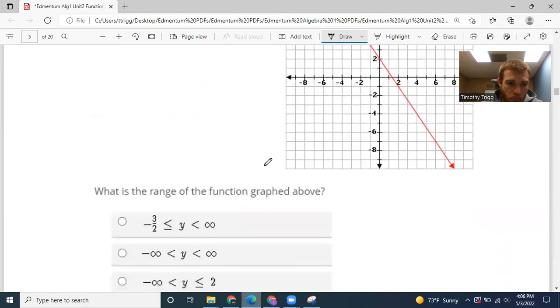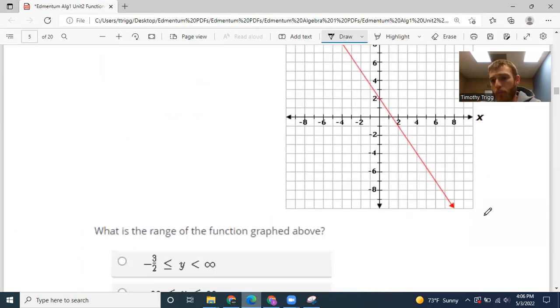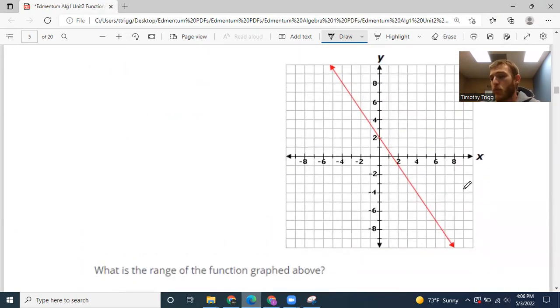All right. What is the range of this one? Okay, so this one's a little bit different because this one's not a line segment. This one's a line. Notice it has arrowheads at each end, right? It has an arrowhead here and at the bottom. So what does that tell me?